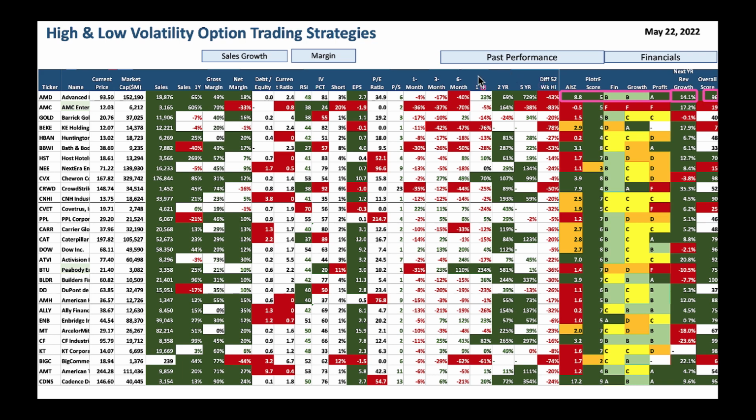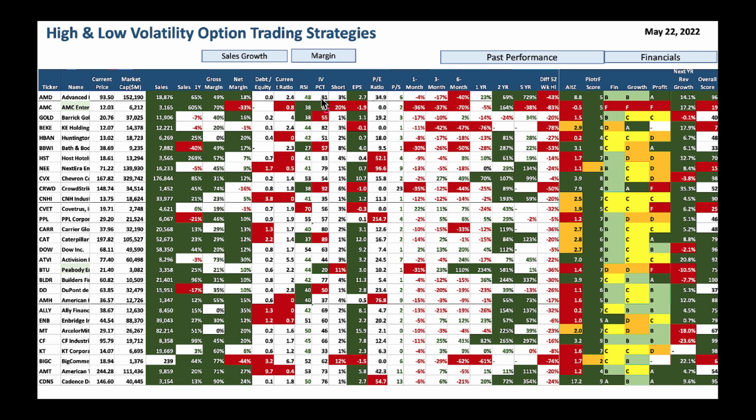Given RSI is low here, the only problem I have is IV percentile is a little bit high. That's why we can't just buy a call option, because if you buy a call option when the IV percentile is high, you'll pay a huge premium. That's why we should look at spreading strategies on stocks like AMD.